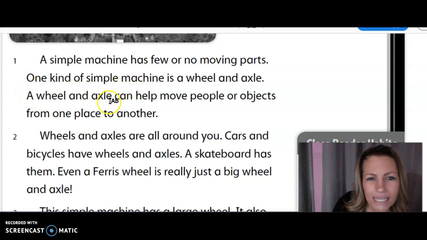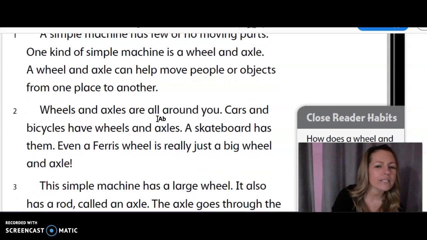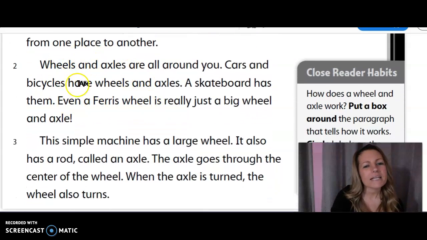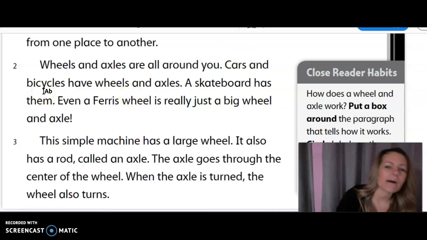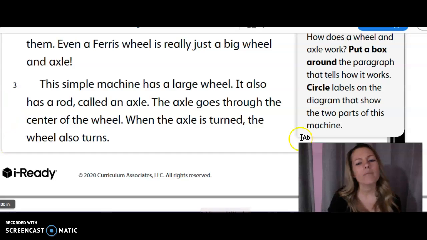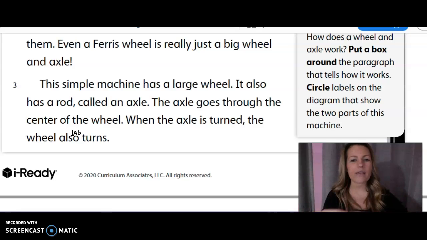Let's see, it can help move people or objects from one place to another. So that's what it does, but that doesn't explain how it works. In the second paragraph, it tells us that cars have wheels and axles, bicycles have wheels and axles. But this third paragraph is really where it starts to explain how a wheel and an axle work together.